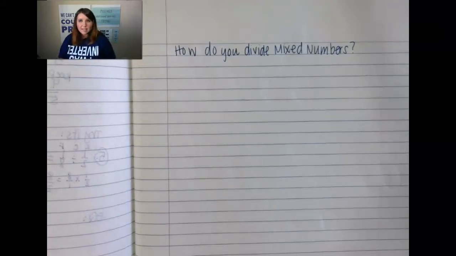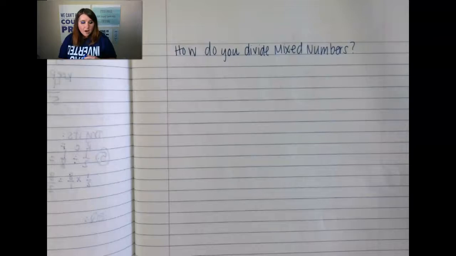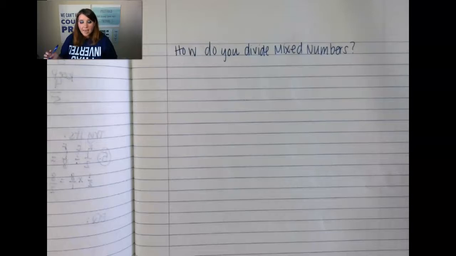The key idea that we are looking at is writing each mixed number as an improper fraction and then dividing as you would with normal fractions. So we are going to first decide how to make improper fractions again when we have a mixed number. Let's look at an example.